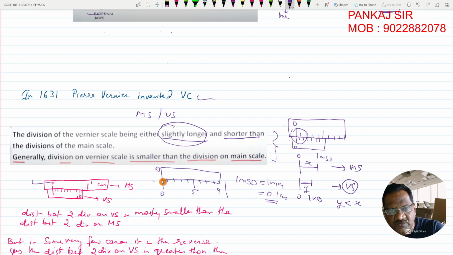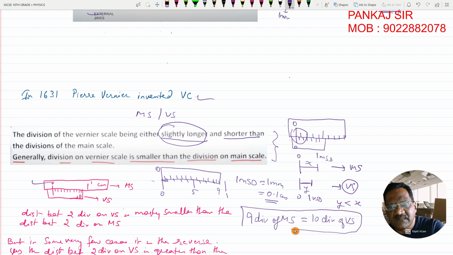So 0 of the vernier is also over here, but now these 9 divisions on the main scale will be equally divided into 10 divisions. So you will have slightly lesser distance between the divisions of the vernier scale, and you will have 10 divisions. How many? 10 divisions. So what we say is this vernier caliper is made in such a way that 9 divisions of main scale are equal to 10 divisions of vernier scale. Okay, 9 divisions of main scale are equal to 10 divisions of vernier scale, right?